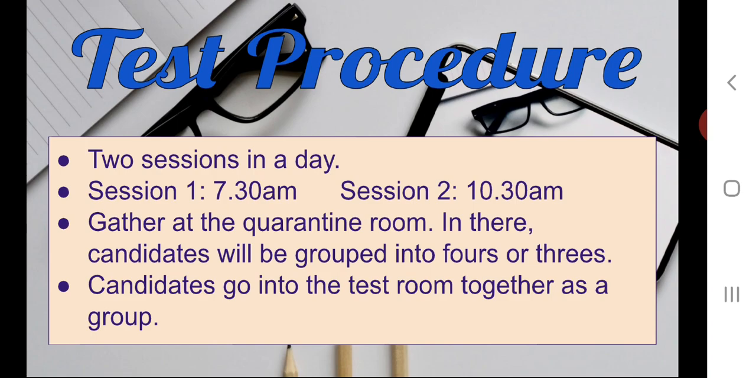And next, candidates will go into the test room as a group according to the order, all right? Meaning group 1 will go in there first. The test of the first session will start immediately after 8 o'clock, and there will be a bell calling the candidates to go into the test room. All right, so everybody in group 1 will go in there together.